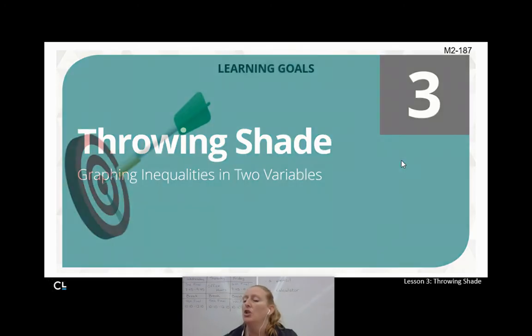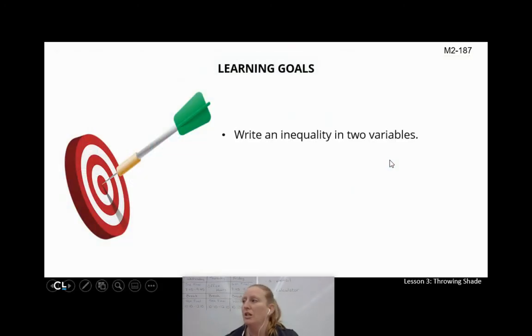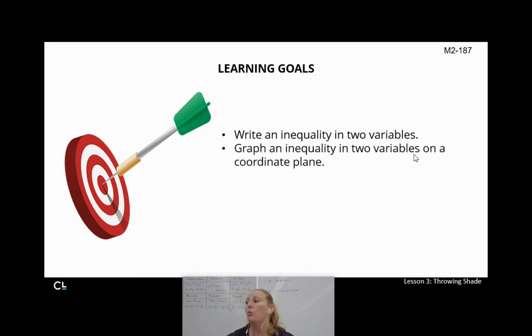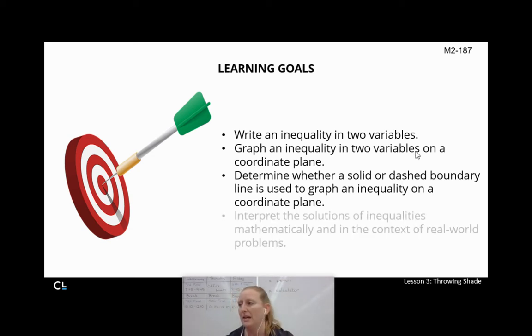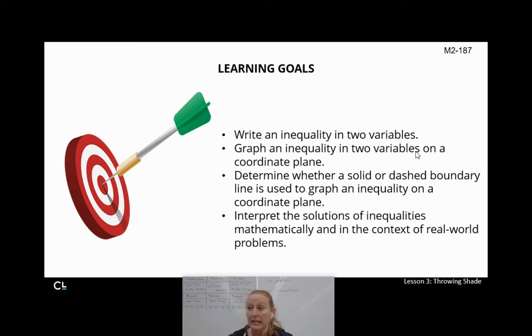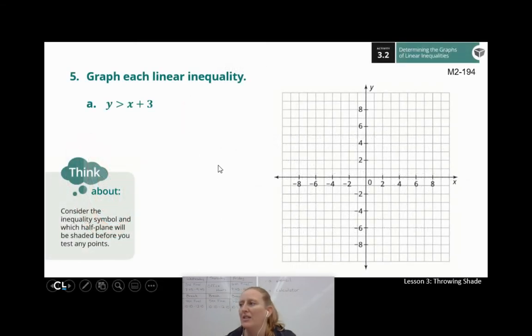So we're still focusing on our learning goals, writing an inequality in two variables. We did that a little bit last time. We were graphing our inequality in two variables on a coordinate plane. We're going to do more of that today. Determine whether a solid or dashed boundary line is used to graph an inequality in a coordinate plane. We were just talking about that and figuring that out from last time. And we're going to take it a little further and interpret the solutions of inequalities mathematically and in the context of real world problems.